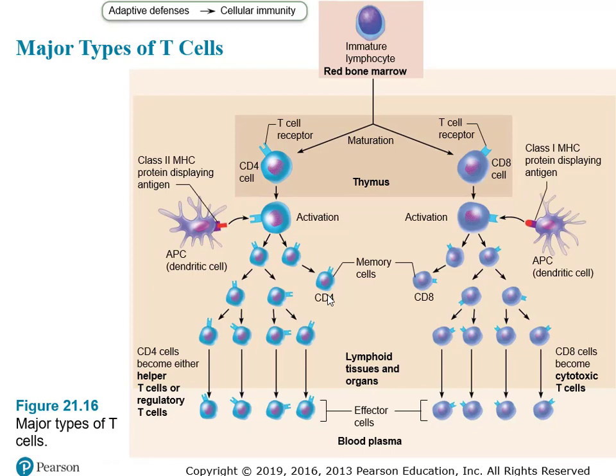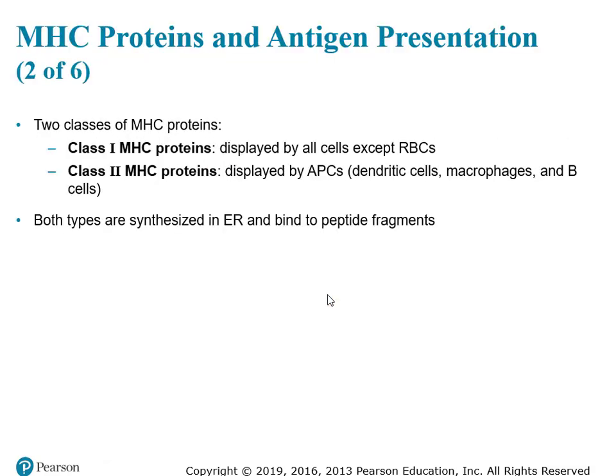There are two kinds of MHC proteins that we have on our cells. One is class 1 and the other one is class 2 MHC proteins. Class 1 MHC are found in pretty much all of your body cells except for RBCs. Class 2 are only found in antigen presenting cells. Those are your dendritic cells, phagocytic cells, and B cells.